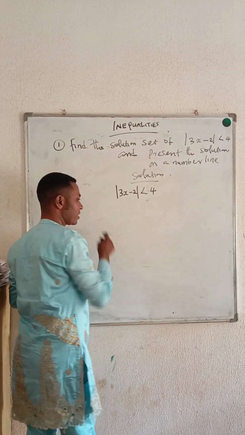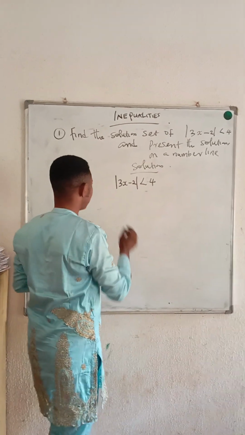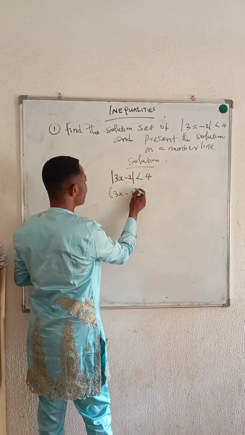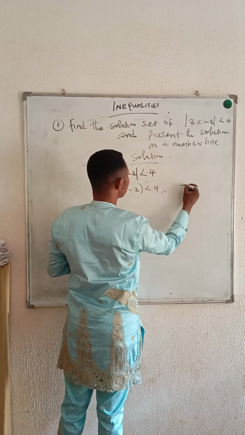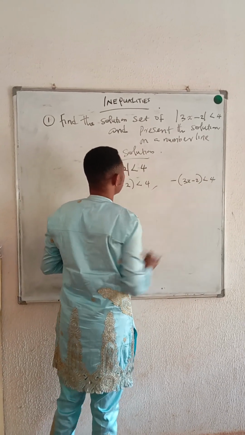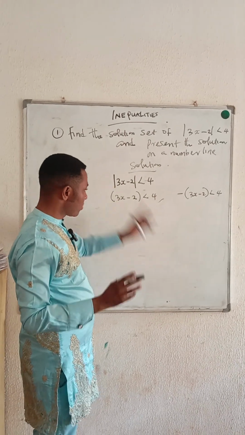So we're going to solve this in two ways. The first is the positive side of it. So it's going to be 3x minus 2 less than 4. We solve it, and that is why we're going to have two sets of solutions, that is two answers.